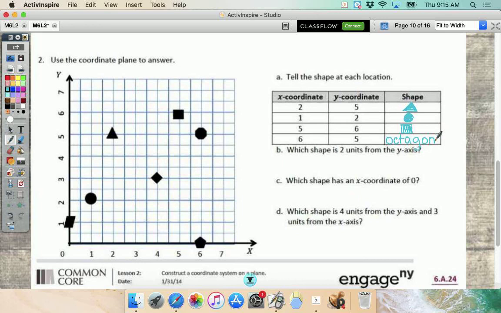Okay. Now here's the tricky part. You really got to think. It says B. Which shape is 2 units from the y-axis? And I want to show you how I figure this out. So can you get your eyes up here? Okay, so I'm going to go up to the top of the y-axis and I'm going to go over 2 units. Whoops, was that a whole unit? Yes, okay. And I go over another unit. So that's 2 units. 1 bunny hop, 2 bunny hops, okay? Everybody do that because I want you to have the experience of doing it. So 2 units from the y-axis would be anything on this line right here. So which shape is it? The triangle.